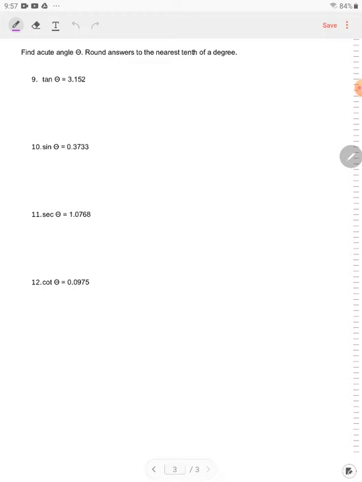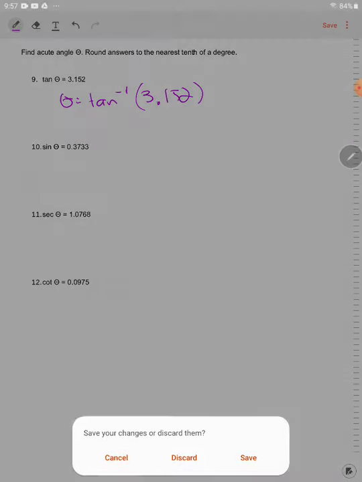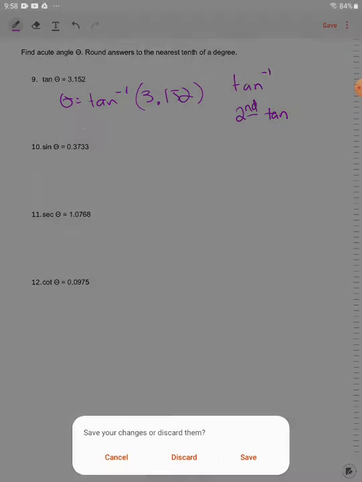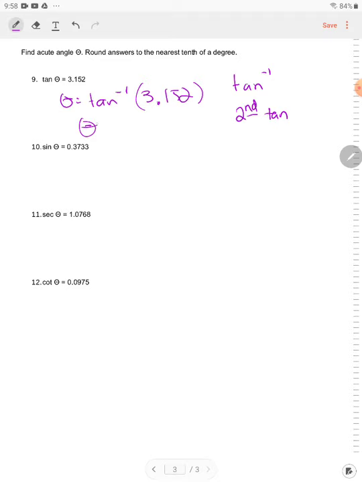Okay, for the acute angle, find the angle, round to the nearest tenth of a degree. Okay, so here we're going to do theta is equal to tangent inverse of 3.152. Now, tangent inverse on your graphing calculator is second tangent. So when you see this, it's not 1 over, okay? That's the inverse. So you do second tan to get your answer. So we're going to go second tan, and then we're going to type in 3.152, and we're getting the angle, okay? So the angle, theta, is approximately 72.39, so it would be 72.4 degrees.